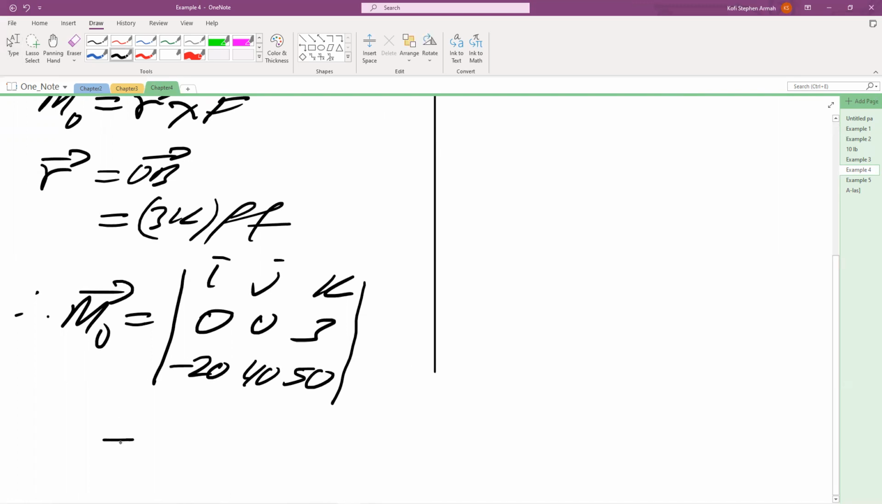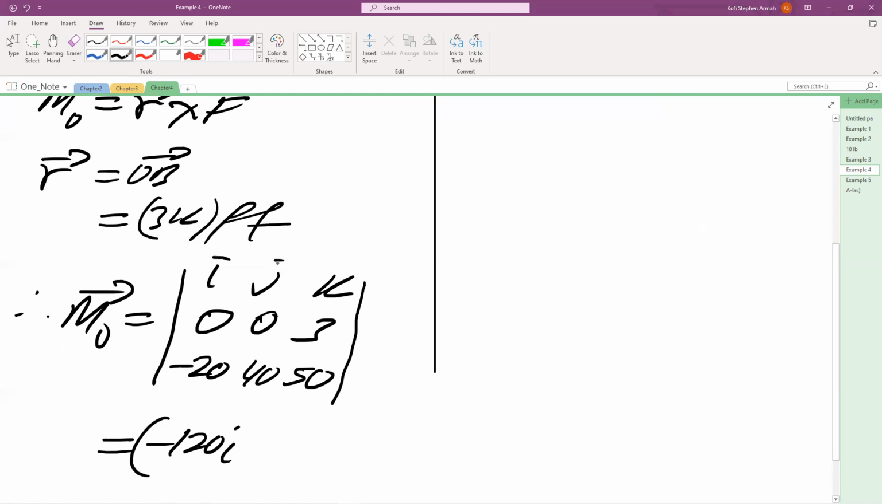So let's evaluate the determinant. You cover this, you cover that. So you do 50 times that is 0. Minus, okay, you cover this, you cover that. 50 times 0 is 0. So 40 times 3 is what? Is it 120? 40 times 3 is 120. But negative i. Let me put this one nicely. So it's negative 120 i.